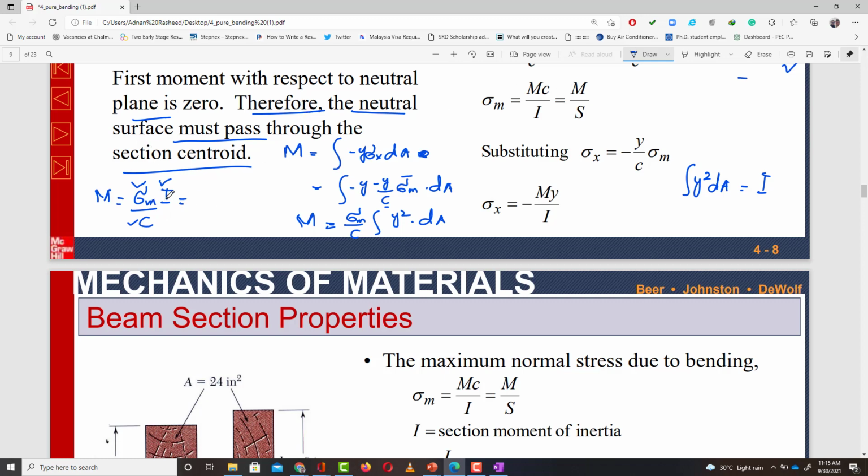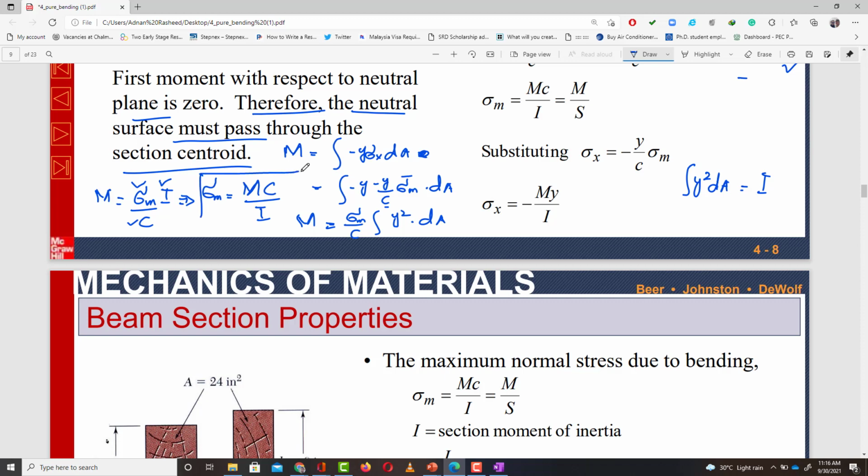So if I divide the numerator and denominator with I, so I will get sigma m is equal to c over, sorry, there is a mistake. I was confused. Okay, so this was the equation: moment M is equal to sigma m into I over c. So I want to find sigma m. So the maximum stress sigma m will be equal to M into c divided by I.